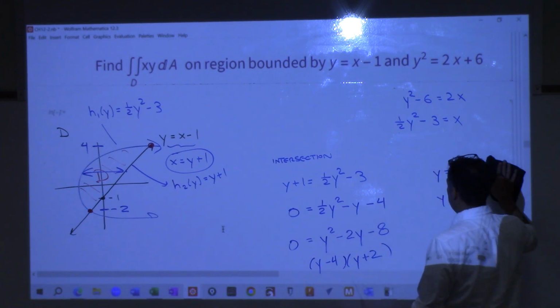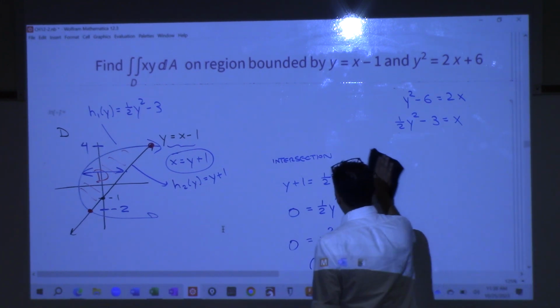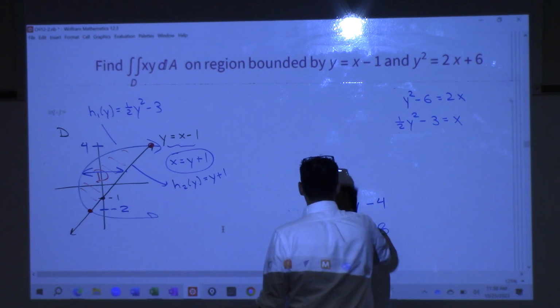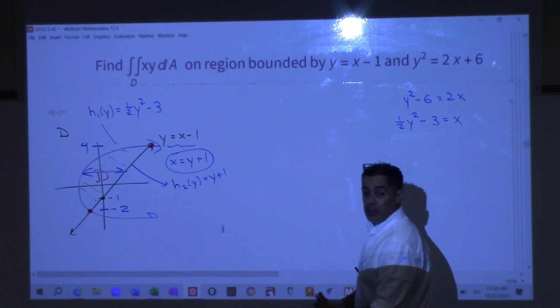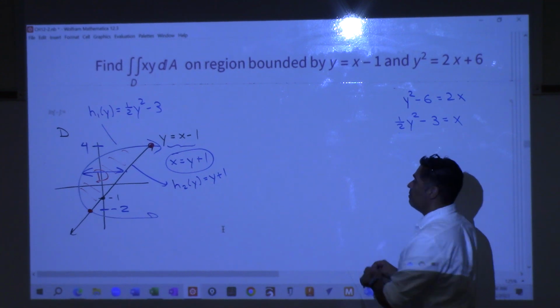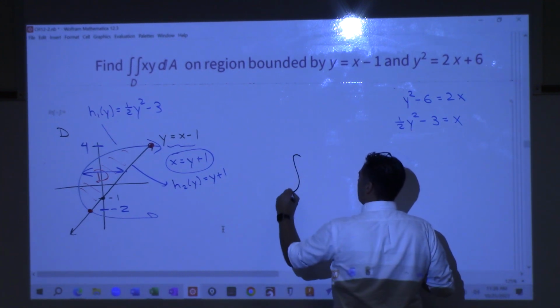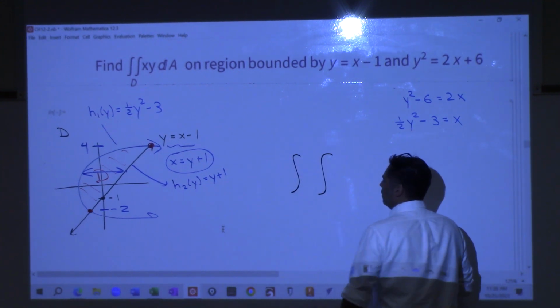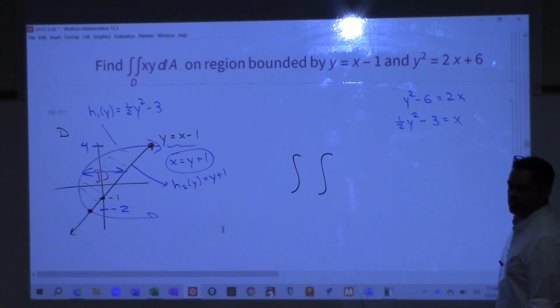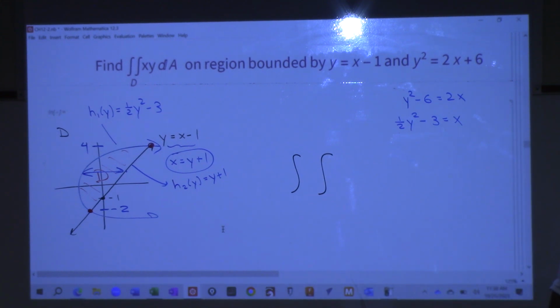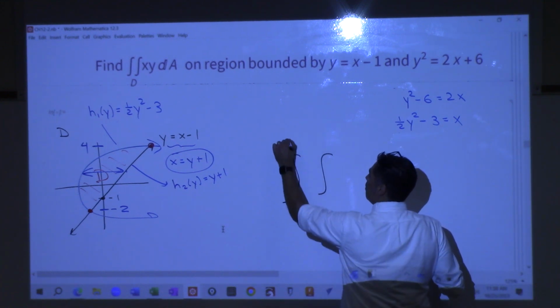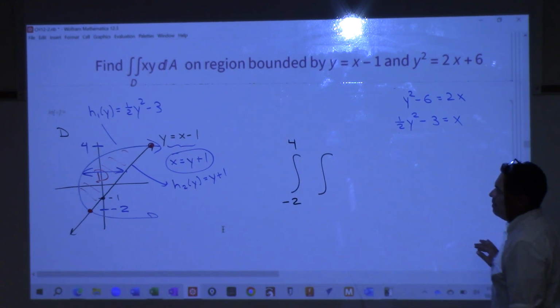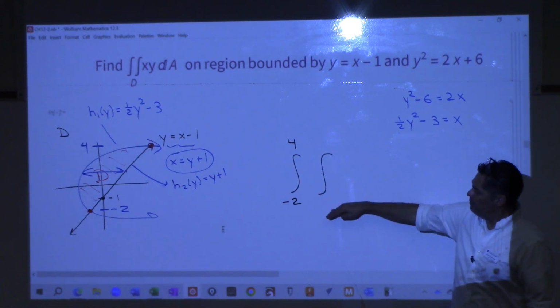Let me take a volunteer. Who wants to give me the setup of the integral here? Write out what the integral would be. Anyone? I'll start you out. You've got integral, integral. So what's the outer integral? Your constants, which are from where to where? -2 to 4. Okay.